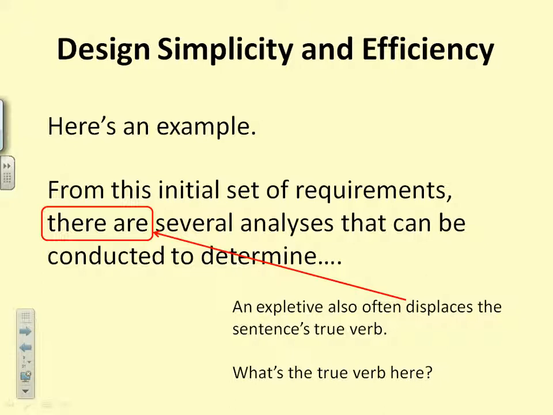Now, the more important issue here is that an expletive, which is almost always are, which is a being verb, and we're going to get to verbs of being here in a moment, also often displaces the sentence's true verb. And remember, the verb is what carries the action in the sentence. It's the action part of the sentence. So we're saying here that this has displaced the sentence's true verb. It's taking the place of what is the true verb. What is the true verb in this sentence? What should it be? What's the action? Exactly. It's conducted. That's the true verb in the sentence, not there are.